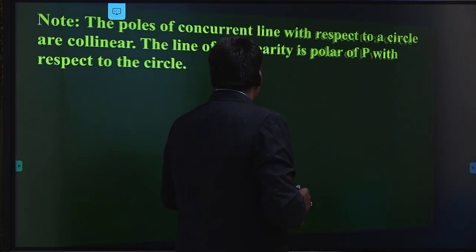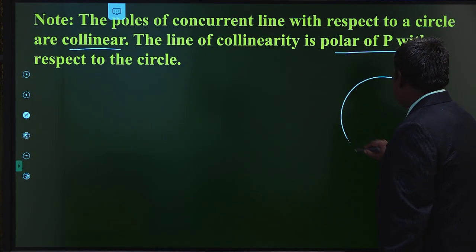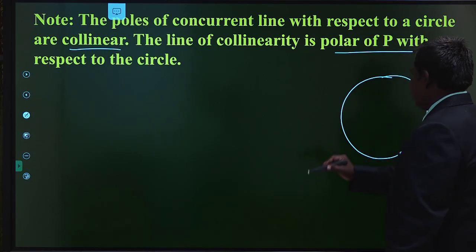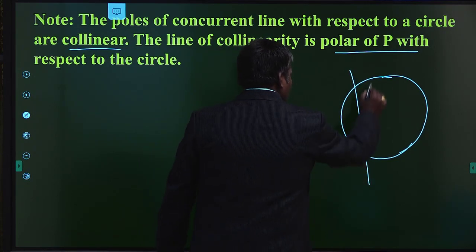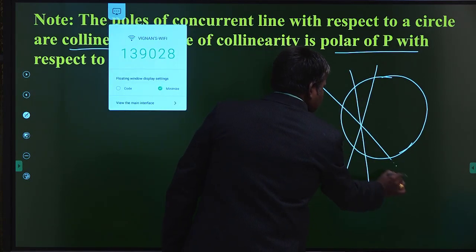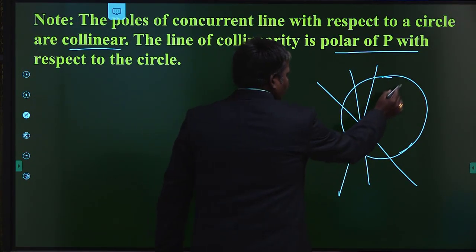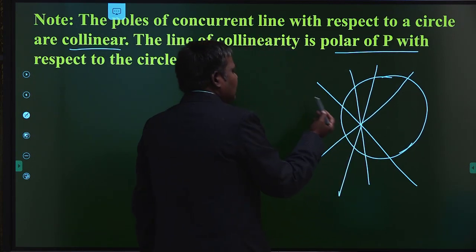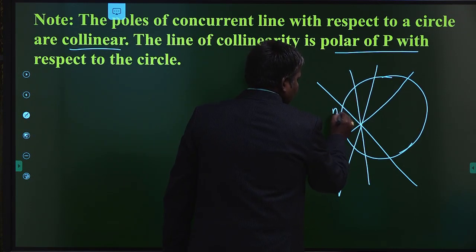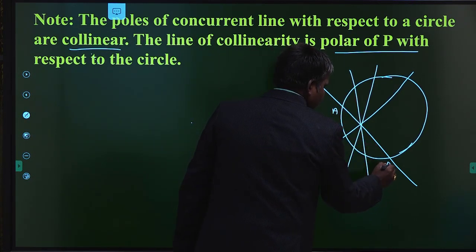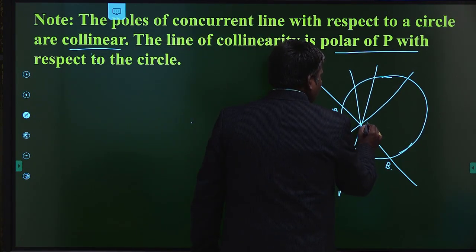How to show this one? Consider a circle. Consider a set of concurrent lines. So these are all my concurrent lines. You can take one more line also. You can build any number of lines, concurrent to each other. Now I am going to take one line AB. This is AB. This is the point of concurrency, say P.